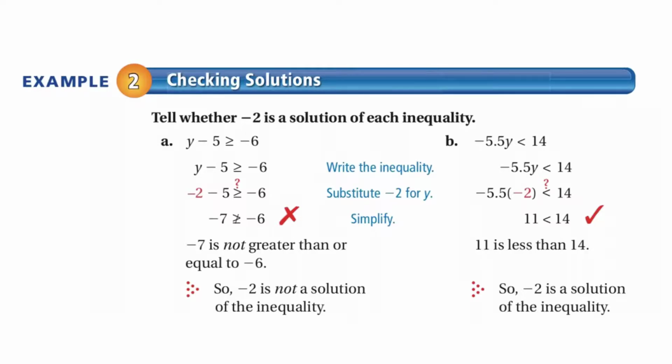So it is not a solution to that inequality. If we put negative 2 on the right-hand side, for example 2b, negative 5.5 times negative 2 is 11. Is 11 less than 14? Yes. Because that works out to be true, negative 2 is a solution of the inequality.